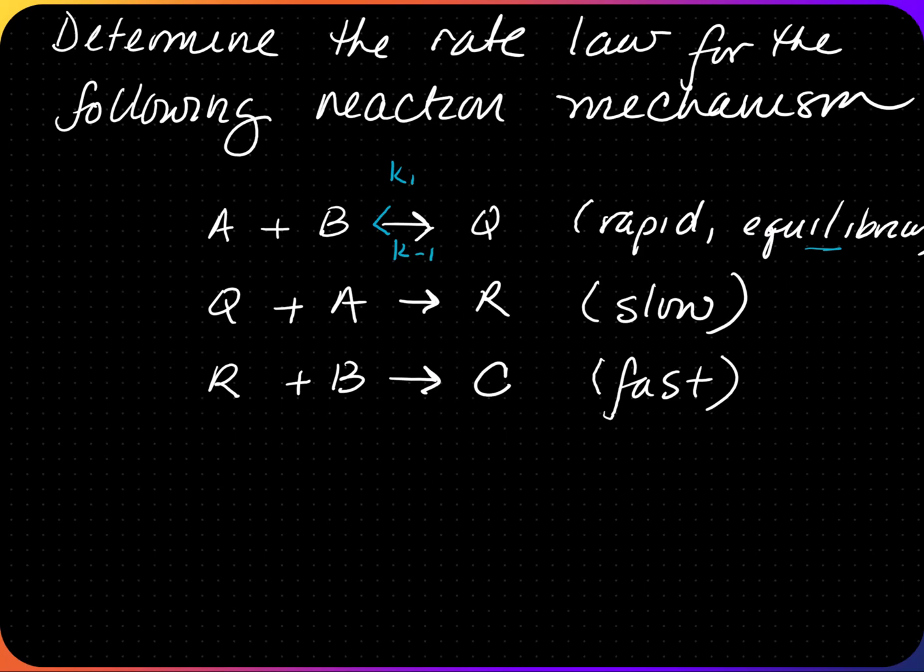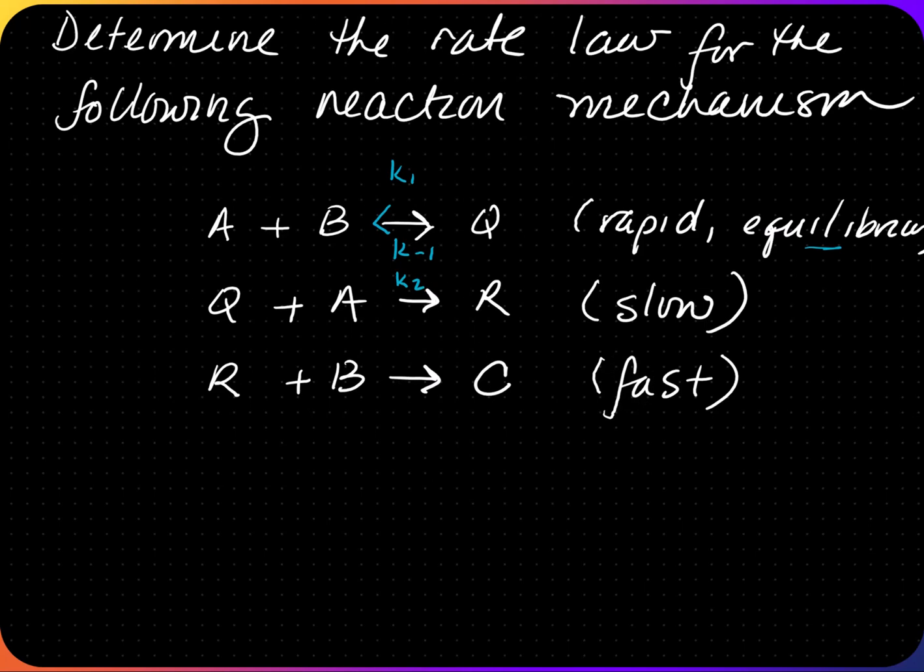The second step is slow. So we're going to label step 2 as K2, and it could only go in the forward direction because it's the slow step. Anything that follows the slow step, we are going to ignore when we are doing reaction mechanism.